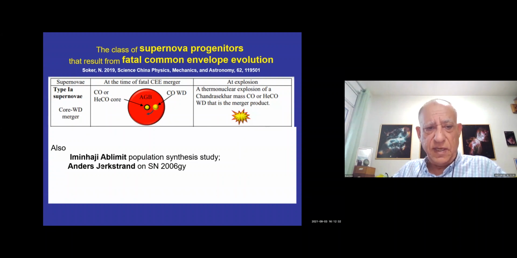And we had Anders talk about supernova 2006 GY, which he proposed also the core degenerate scenario. This is a core degenerate scenario.